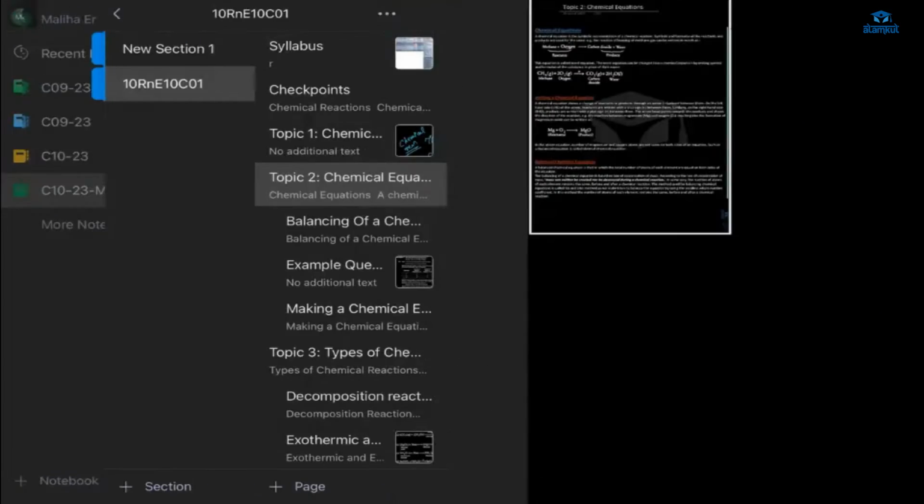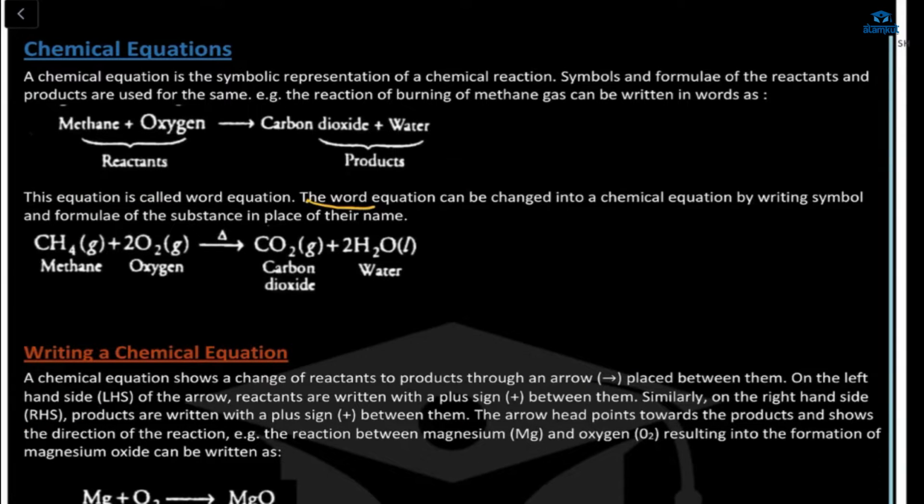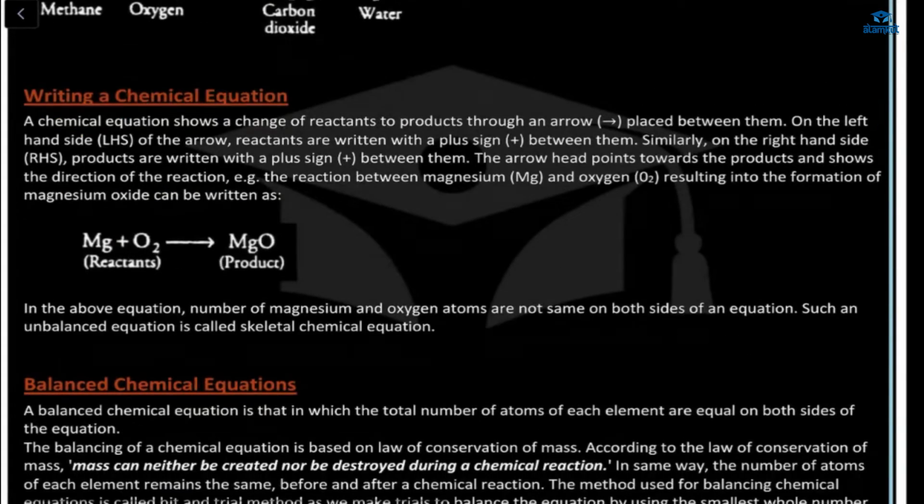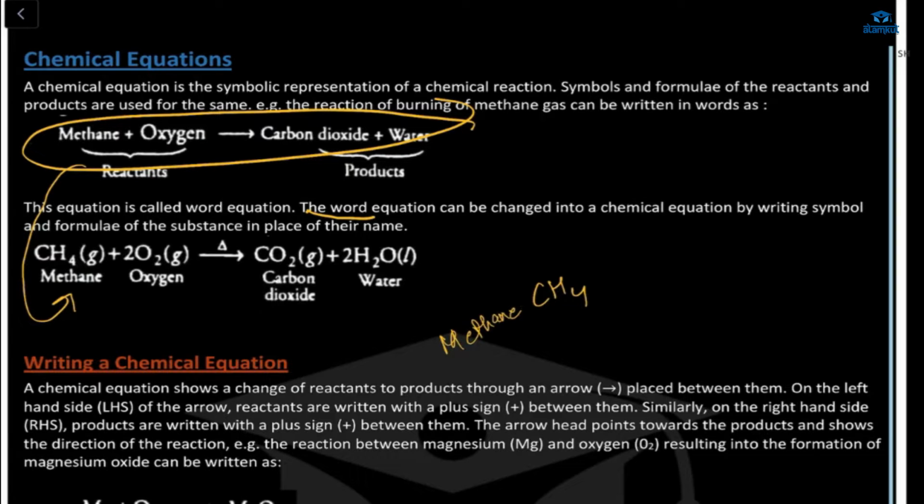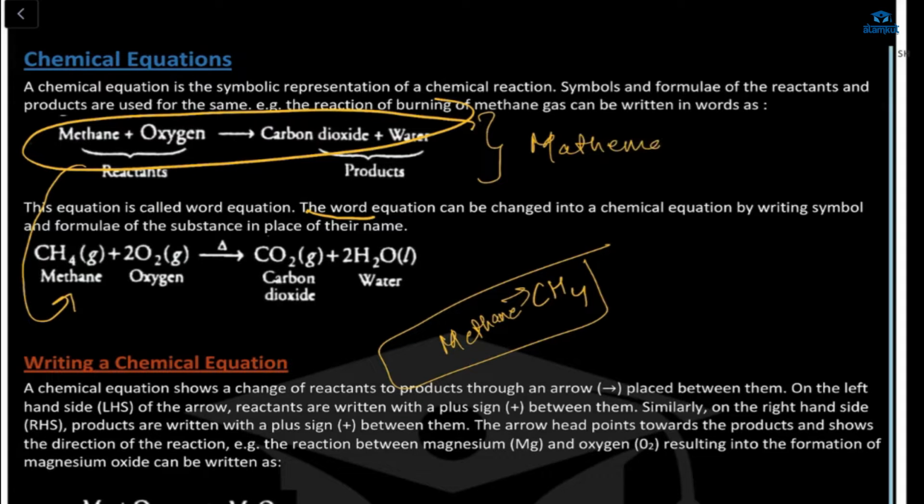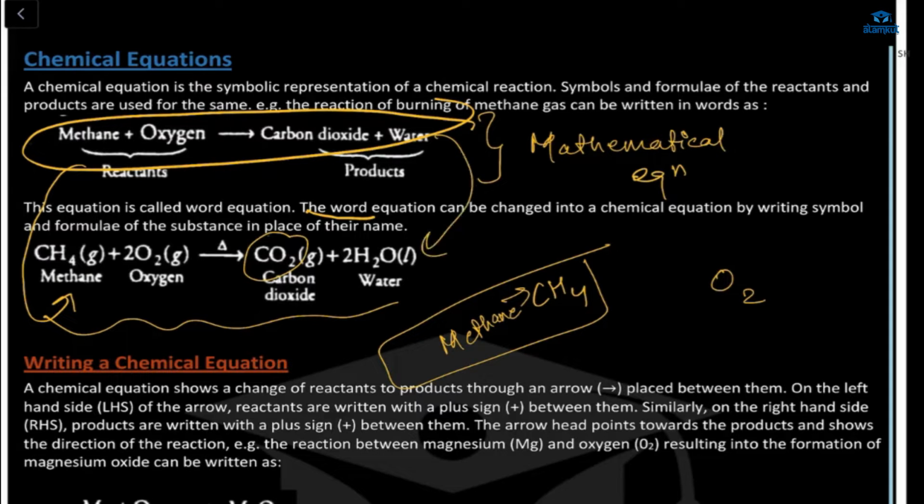Here is the word equation. Yes, like this. This is methane plus oxygen, and here I am writing the formula, the symbol. Methane symbol is what? CH4. Methane is CH4. Agree? So this is my normal mathematical equation, and I am writing this as symbols. Oxygen is O2. Carbon dioxide is CO2. Water is H2O. So this is the meaning of chemical equation, that I am changing my word equation into symbols.